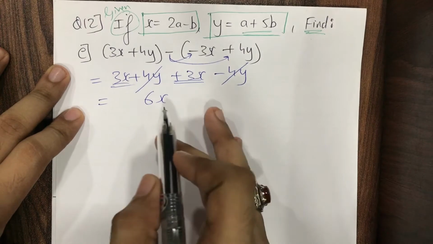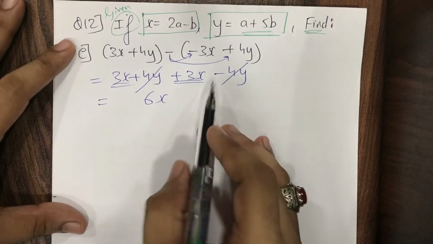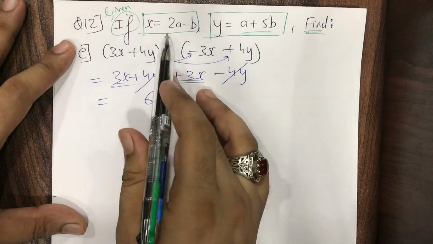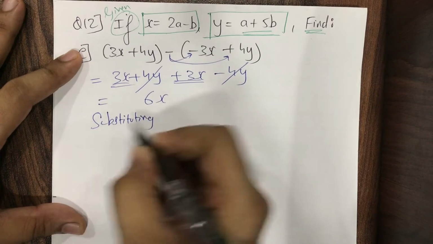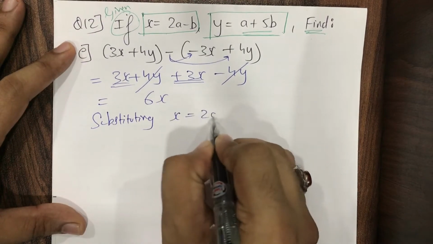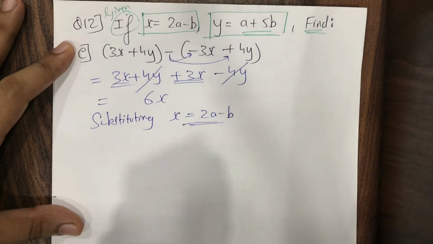Do we now need the value of y? No, all the terms with y are cancelled at present. So we just have to put the value of x at the place of x. So substituting x is equal to 2a minus b. Okay, now let's substitute.